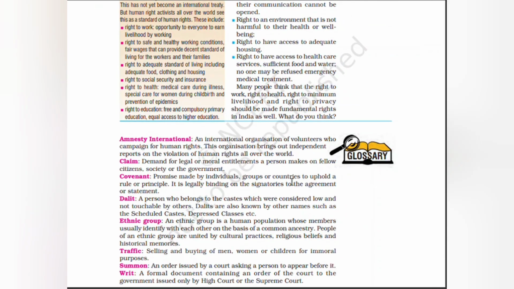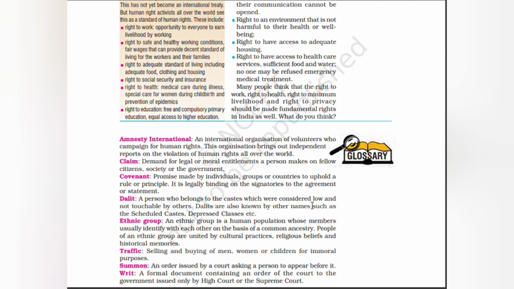What do you think? Amnesty International is an international organization of volunteers who campaign for human rights. This organization brings out independent reports on the violation of human rights all over the world. Claim: a demand for legal or moral entitlements a person makes on fellow citizens, society or the government. Covenant: a promise made by individuals, groups or countries to uphold a rule or principle. It is legally binding on the signatories of the agreement or statement.